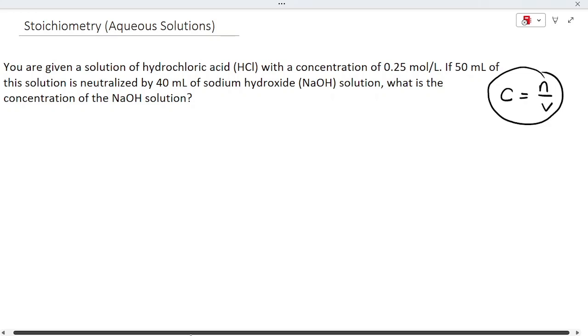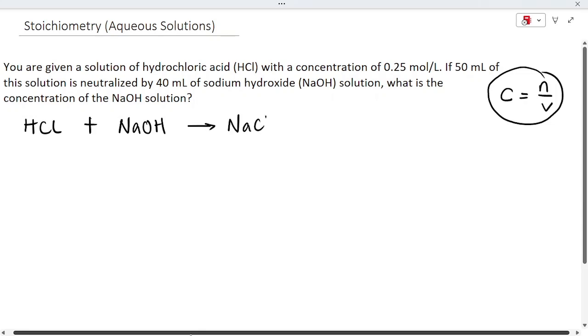So the first thing, as I always do, we need to have the chemical reaction. And as has been made clear, we have HCl reacting with sodium hydroxide. Acid reacts with base, we are going to have salt and water. And if you check through, the reaction is already balanced.